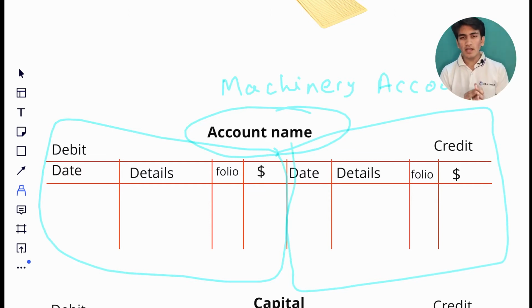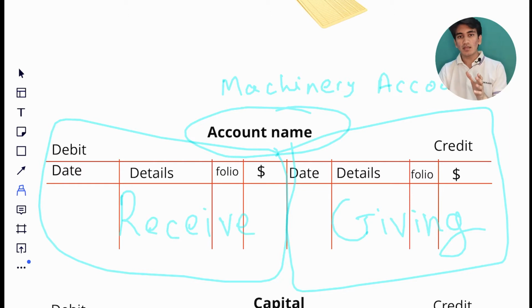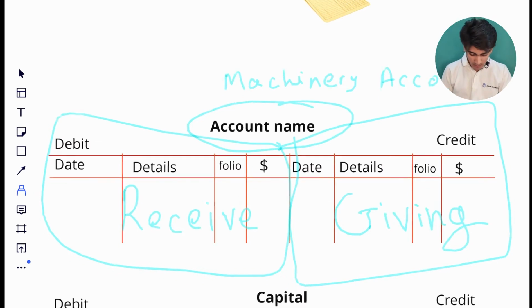So whenever our account is giving something to another account, it is recorded on the credit side. And whenever our account is receiving something from another account, then that is recorded on the receiving side, the debit side. So any time the account is receiving, it is written on the debit side. Any time our account is giving to another account, it's written on the credit side. We'll look at what these titles, date, details, dollar, and folio mean in our further examples.